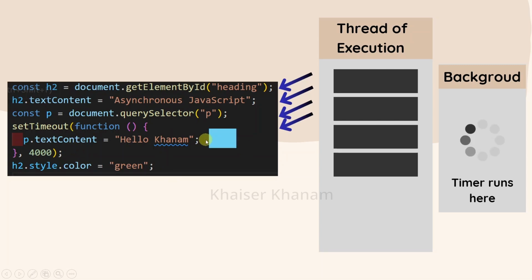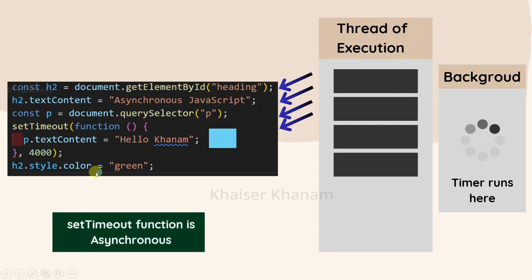So the callback function will be registered here, and this setTimeout function is asynchronous, and I have mentioned that after 4 seconds I just want to execute this line. So what happens, in the background this timer will be running, so I will not wait for this line to execute. Directly I will jump to this line, and this code will be executed inside the thread of execution.